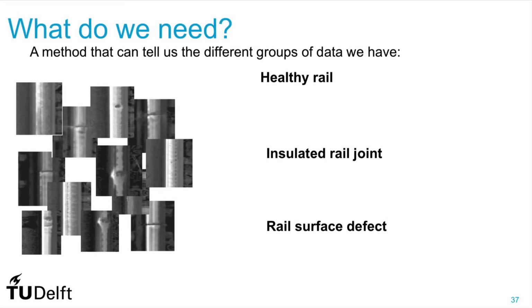So what we are looking for is a method that can tell us about possibly different groups of data that we have. And in this example, we would like the method to tell us if the data belongs to the set of healthy rails, insulated joints, or rail surface defects. And who knows, maybe in the data we find out that there are other interesting sets.